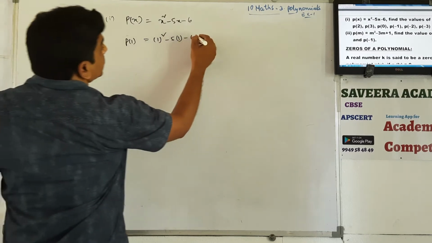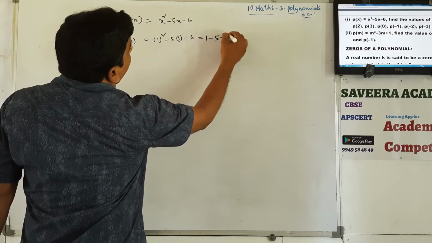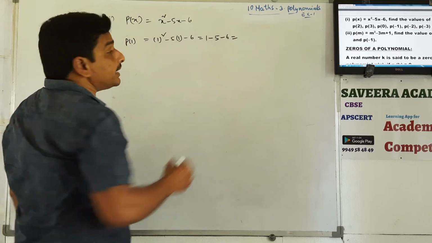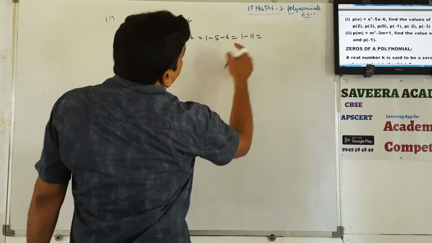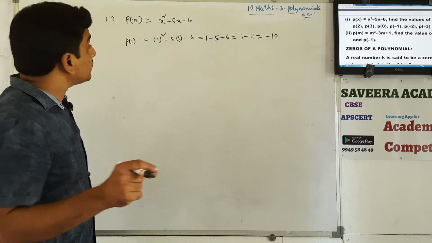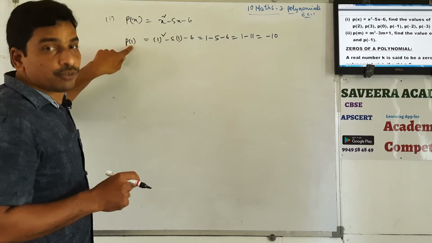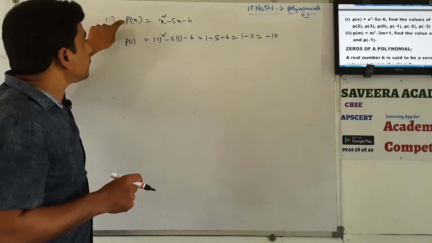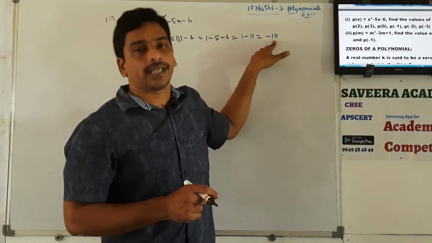This is equal to, on simplification, 1 square value 1, minus 5 ones are 5, minus 6. This is equal to 1 minus 5 minus 6, value minus 11. 1 minus 11, value minus 10. It is nothing but the value of p of x at x is equal to 1. The value of this polynomial at x is equal to 1 is minus 10.